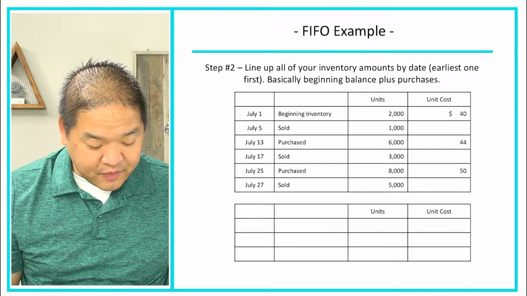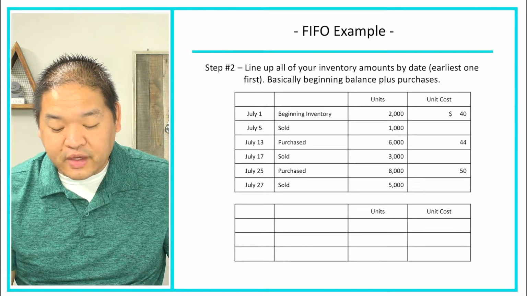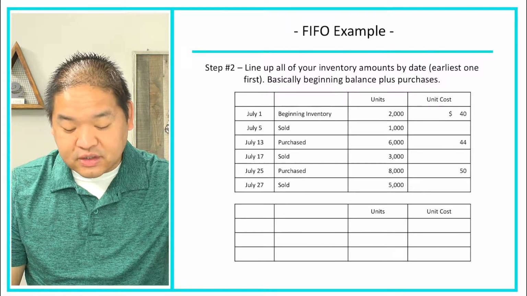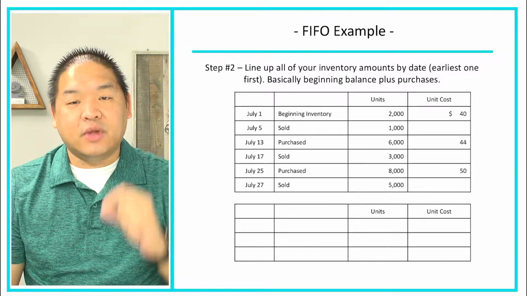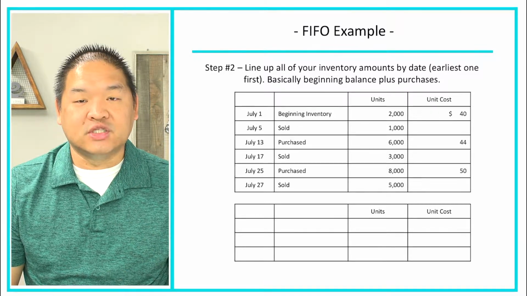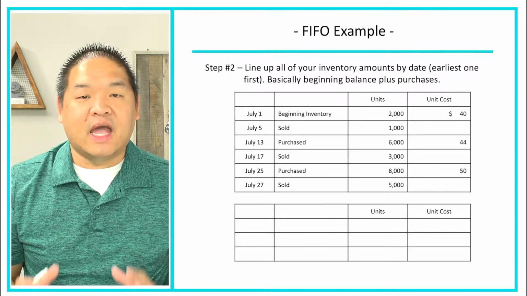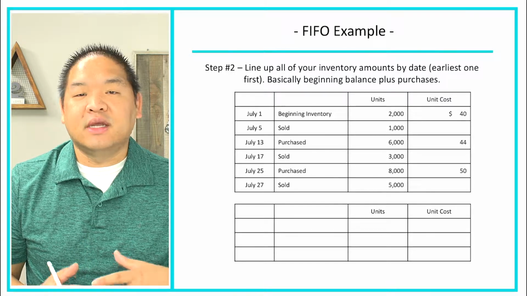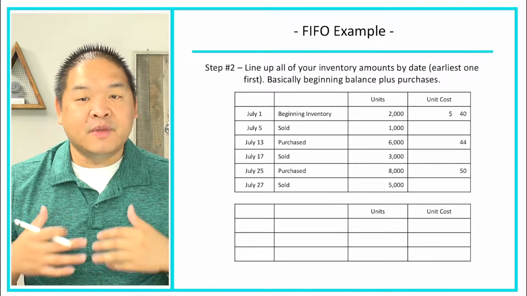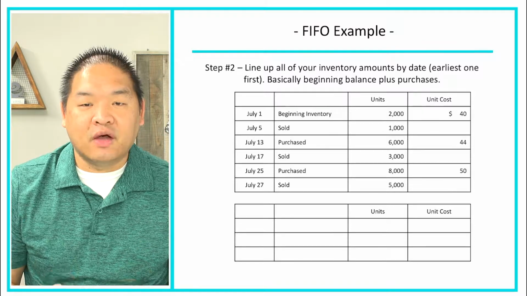All right, step number two is we're gonna do something kind of unusual here, but we're gonna line up all of your inventory amounts by date, the earlier one first, basically our beginning inventory or beginning balance plus our purchases. So this is a technique of just, let's line up everything so that we know where everything is. Generally speaking, most of the time in a question, you're going to be given them in order. But if you're not given an order, you're going to need to stop and organize them in order because it makes such a big difference in solving the problem.